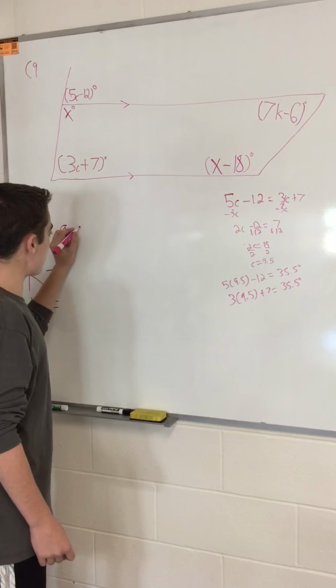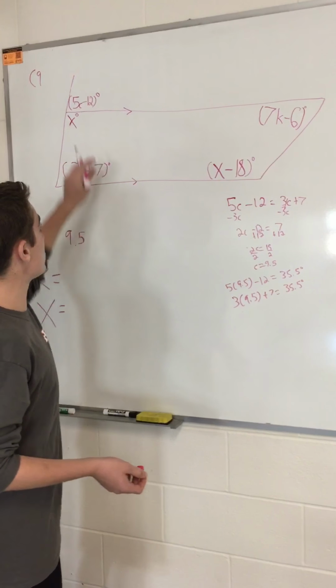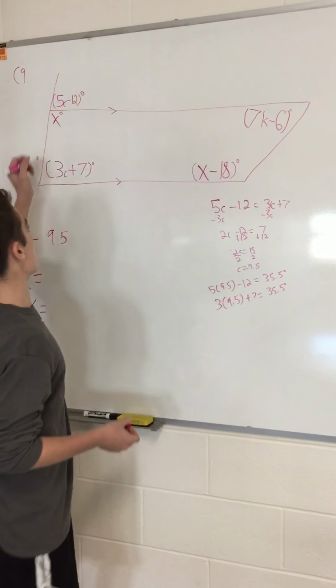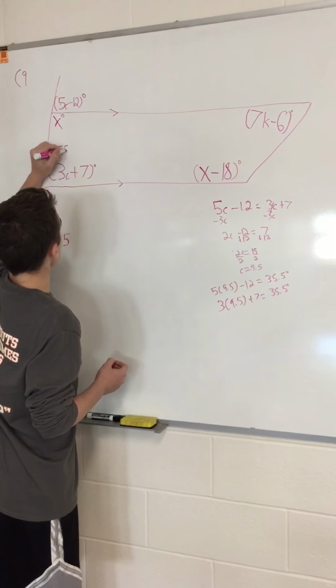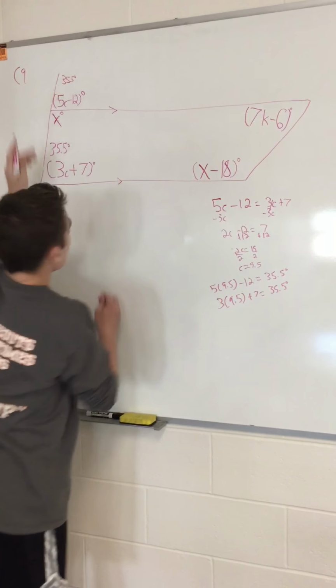So what you'll do is put 9.5 here, showing that it resembles c, and then plug 9.5 back into the two original equations, which will both give you 35.5 degrees because they're both congruent. So just to help you out, you can mark that down over here. And now let's move on to x.